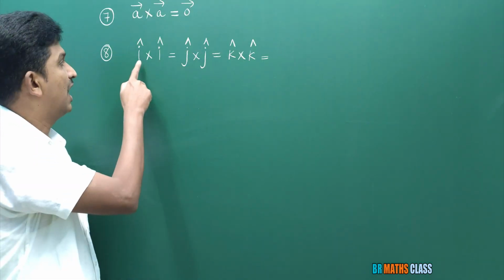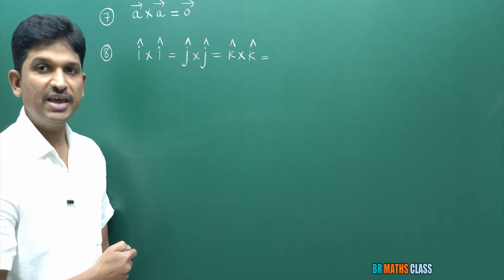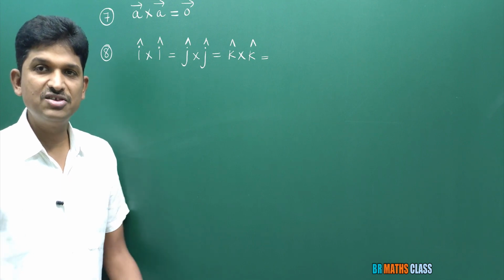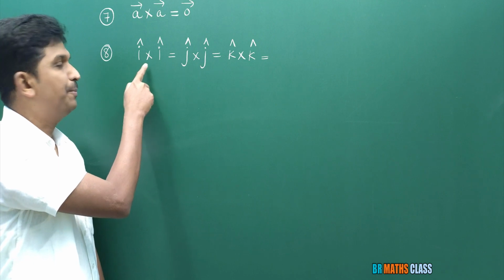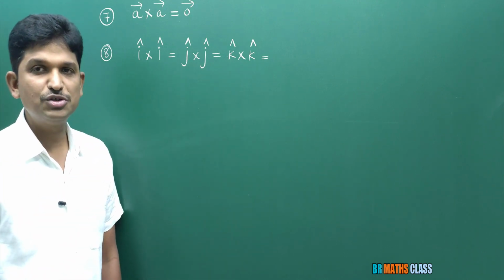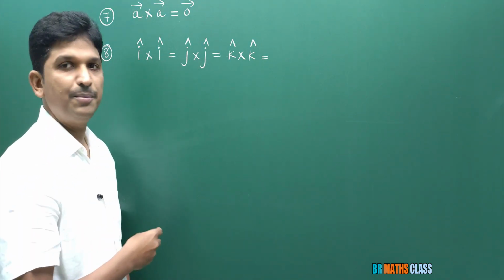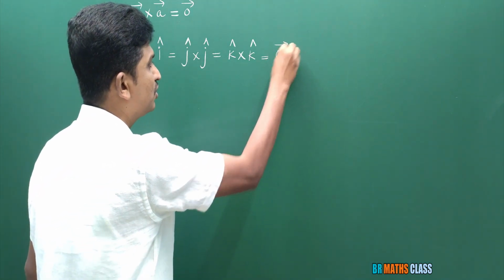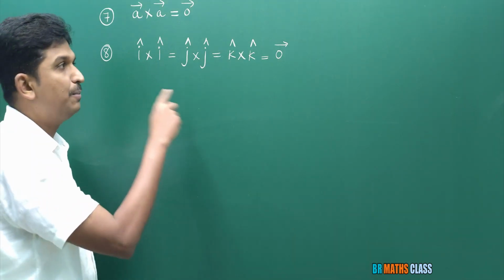You observe this. I cap cross I cap is what? J cap cross J cap is what? K cap cross K cap is what? As we just learned that A bar cross A bar is 0 bar, I cap cross I cap is also 0 bar. J cap cross J cap is also 0 bar. So I cap cross I cap, J cap cross J cap, K cap cross K cap is 0 bar. This is very simple. We use these things frequently. Okay. I cap cross I cap is 0 bar.